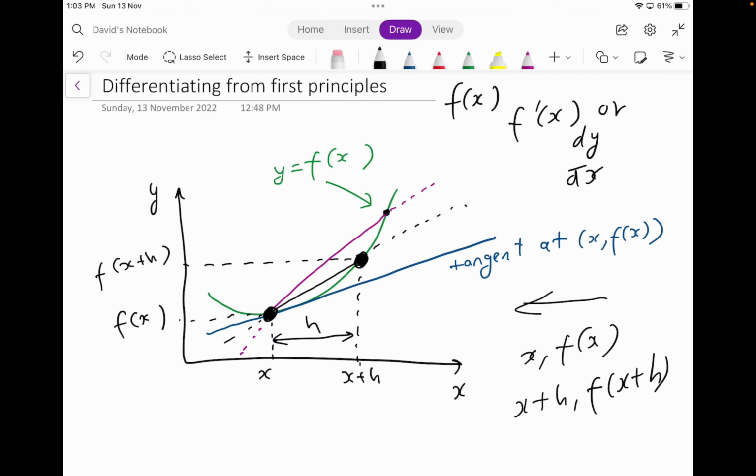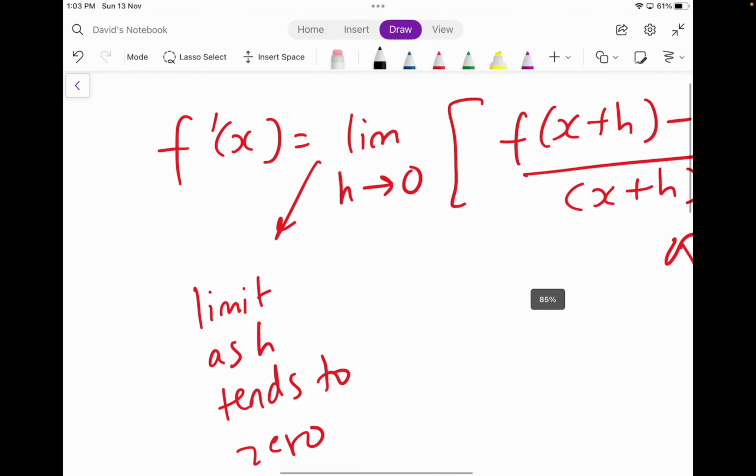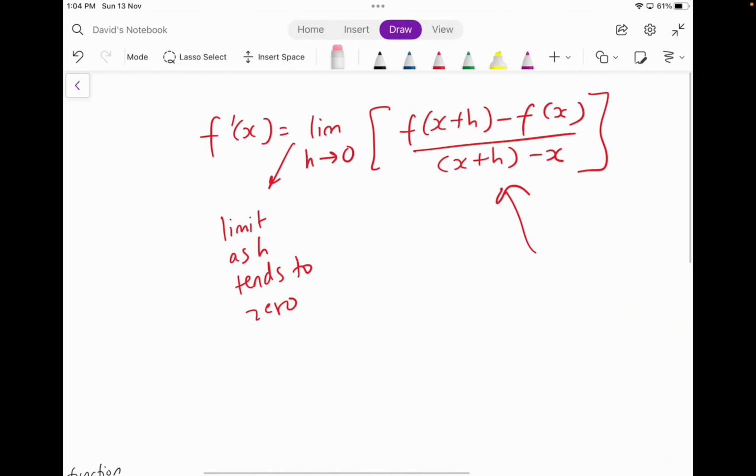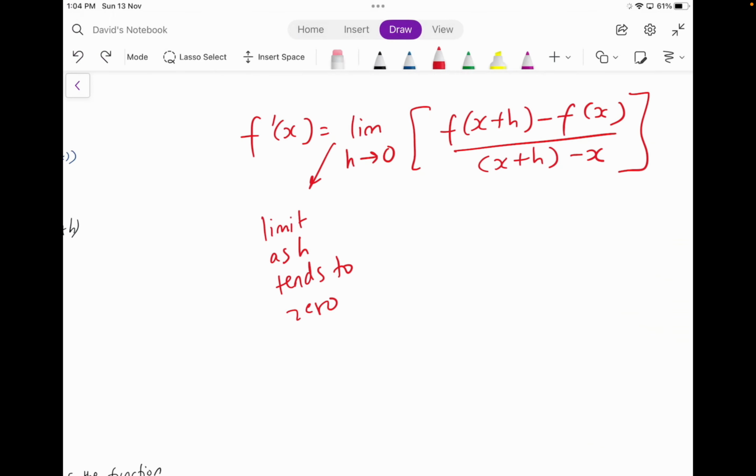Now there's a really nice formula that I would like you guys to remember for the expression for the gradient of the curve y equals f of x. Now this formula needs to be understood. So this is f dash of x equivalent to limit as h tends to 0, brackets f of x plus h minus f of x divided by x plus h minus x. Now the denominator can be simplified to h, so you guys can leave it as h as well in the denominator, but just preferably stay with it as it is.